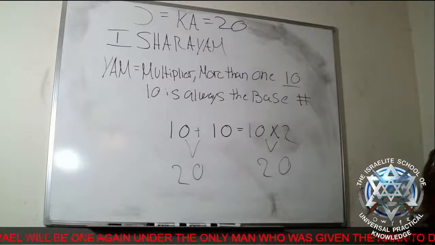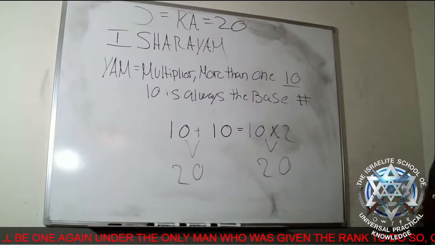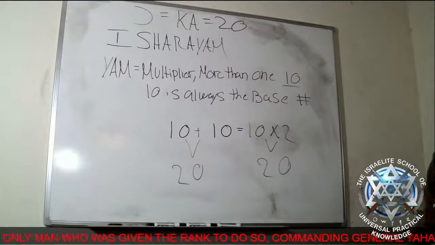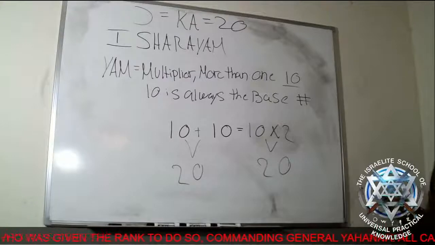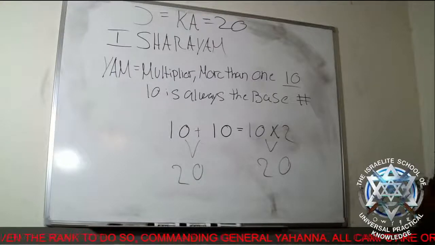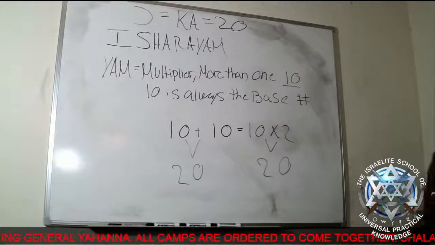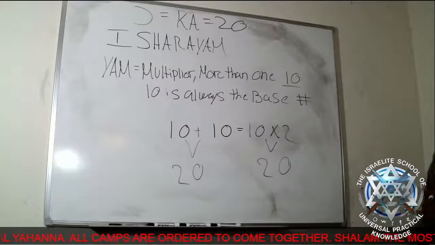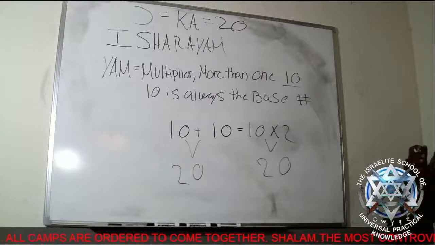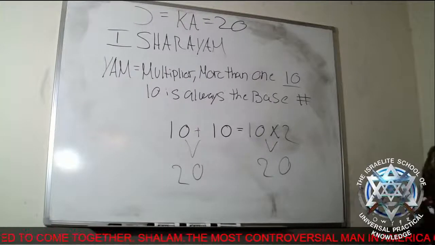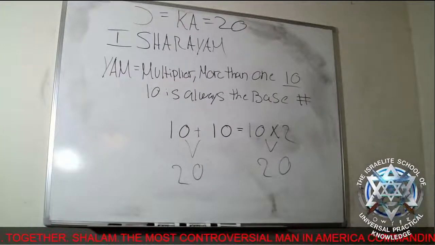This is how you get Asherayim. This is the same way you get Shalashim. It's the same way you get Arabayim. It's the same way you get Chamashim. It's the same way you get Shashayim. It's the same way you get Shabayim. It's the same way you get Shemawanayim. It's the same way you get the Shayim. It's the same way you also get Ma'ayim. It's the very same way.